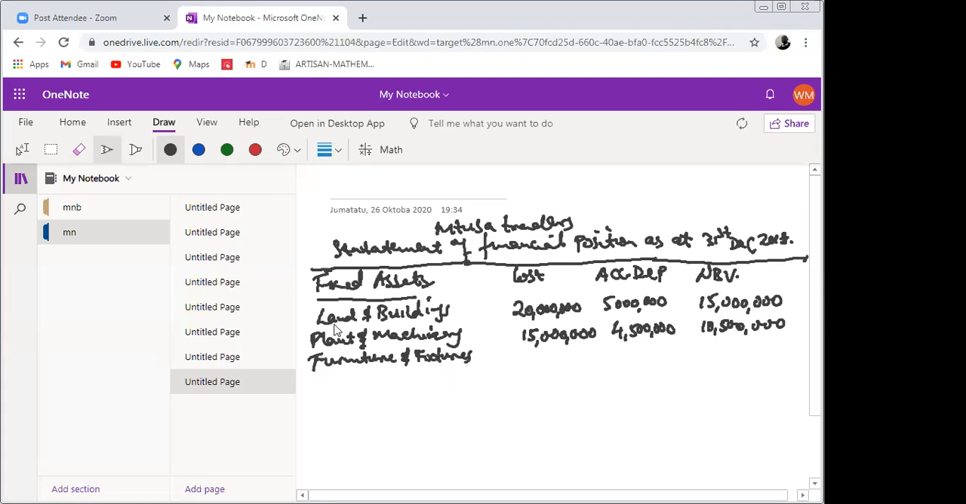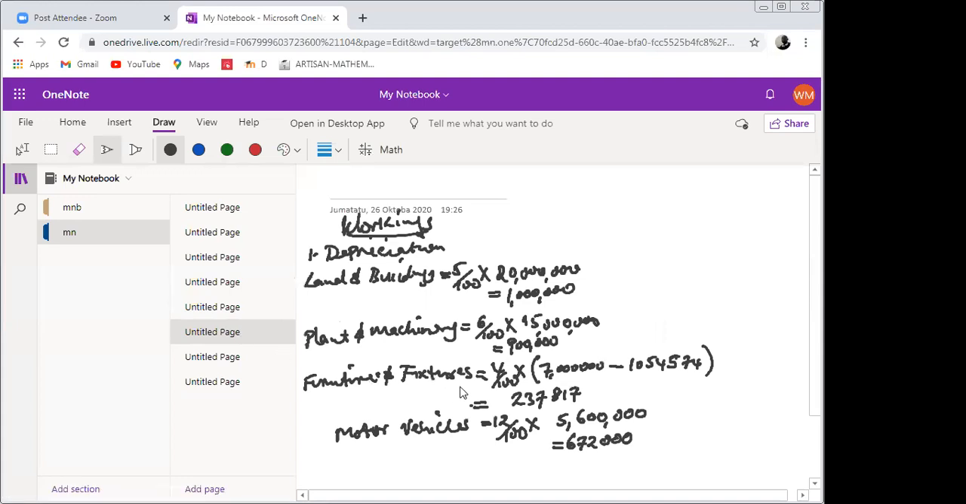Furnitures and fixtures, the depreciation per year, ama hiyo ilikuwa ina depreciate on which basis? It was actually the reducing balance. This one we cannot multiply by 5 because we were given this 1,054,574. It was the depreciation for the previous year. It was the accumulated depreciation from year 1 up to the end of year 4. And then we have calculated for year 5 here.